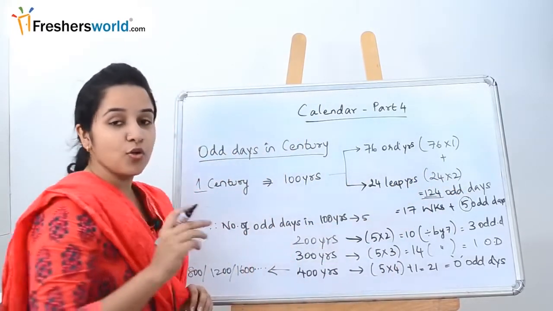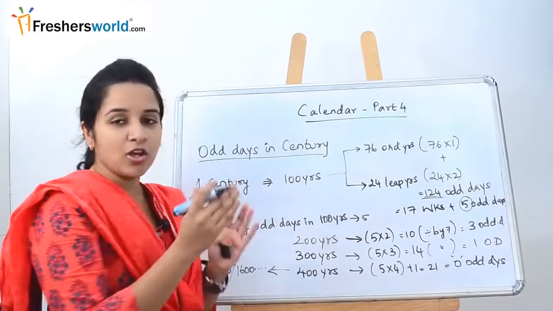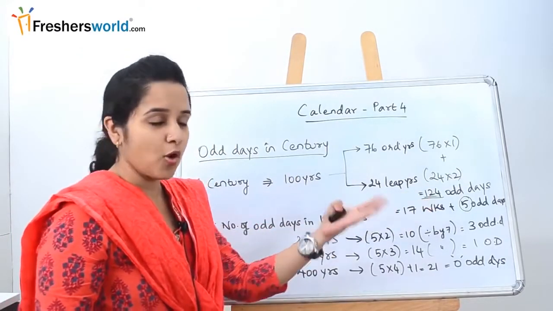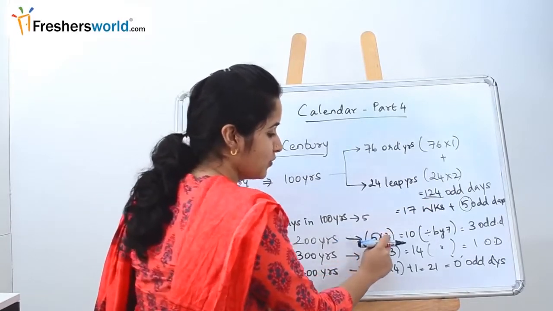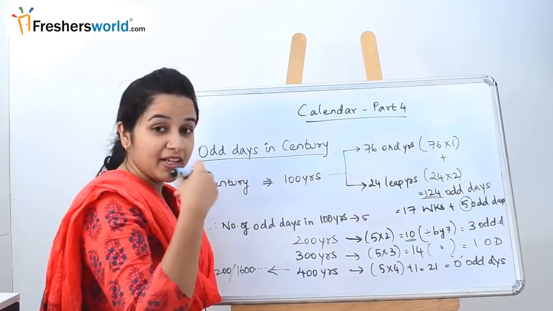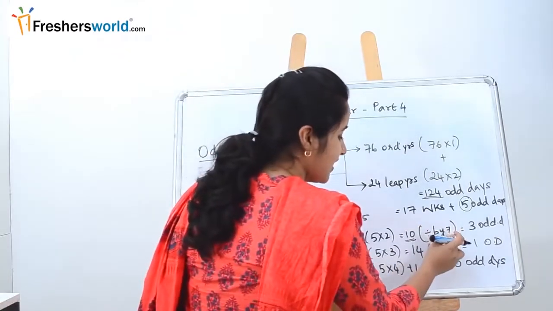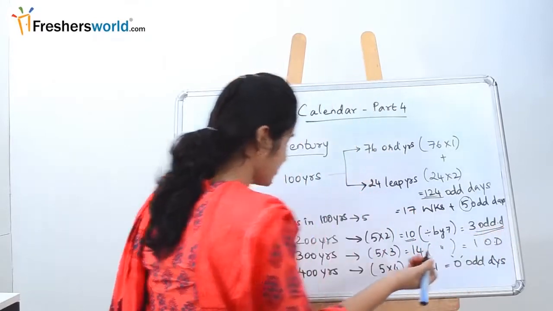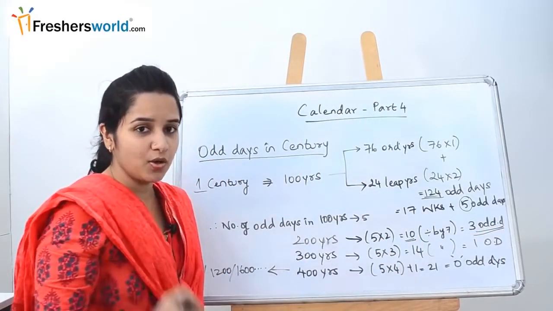Similarly, if you go for 200 years, instead of calculating everything again, what you can do is 5 odd days into 2, which is nothing but 10 odd days. Now we can again divide it by 7. If you divide it by 7, we know the remainder is 3. So it becomes 3 odd days. So in 200 years, we have 3 odd days.